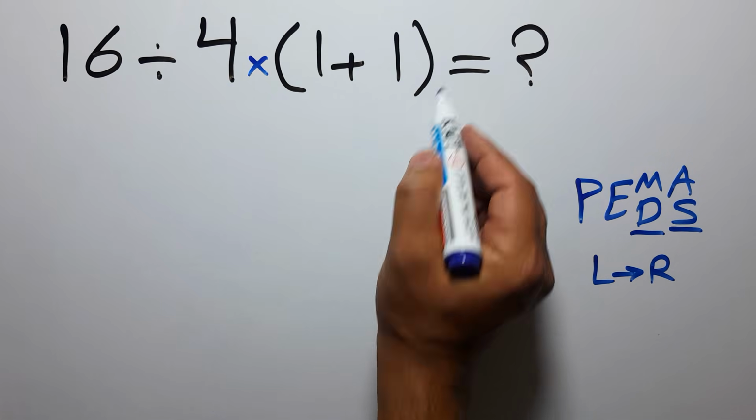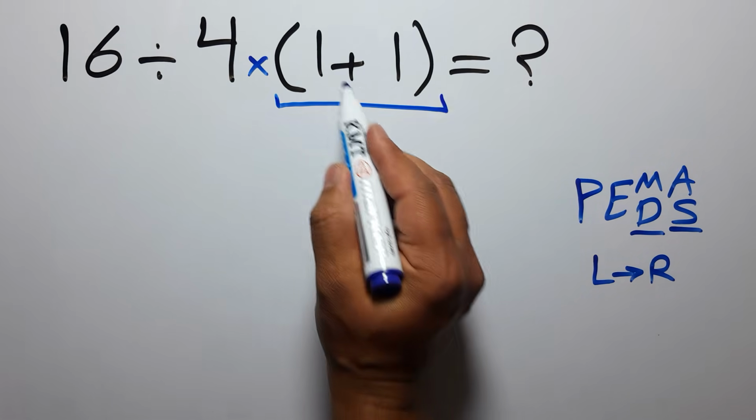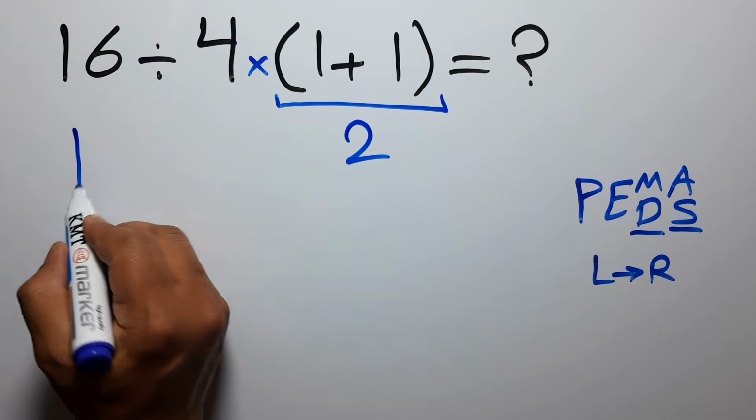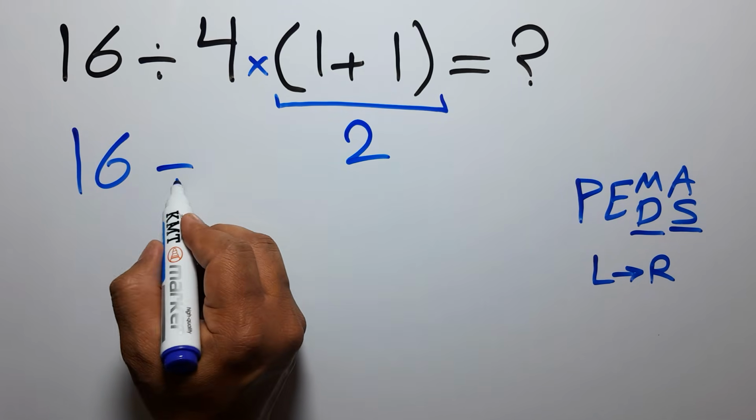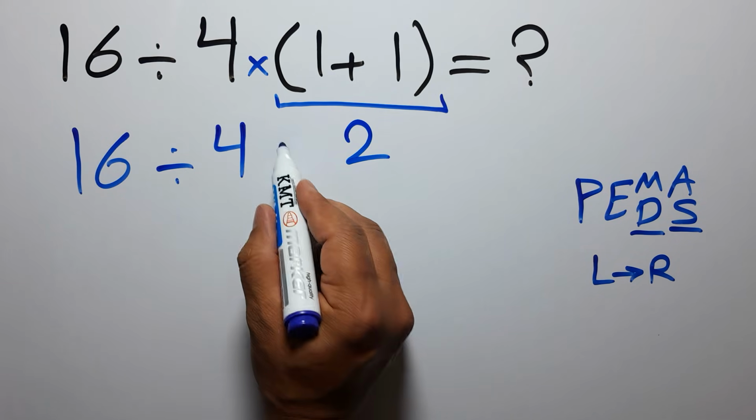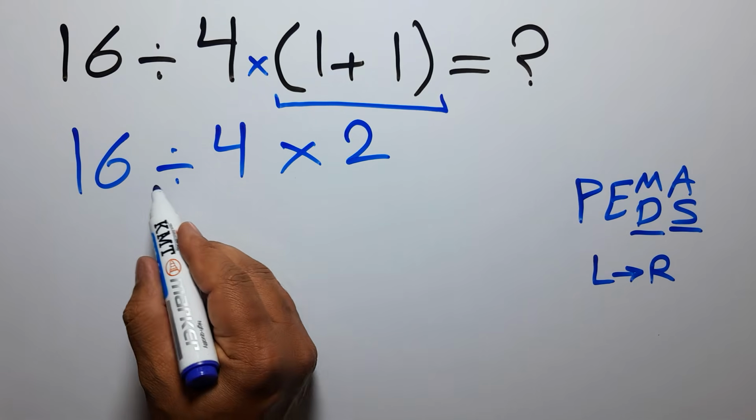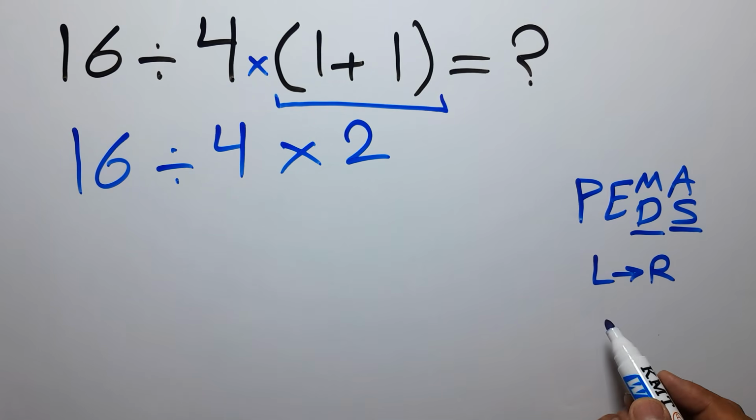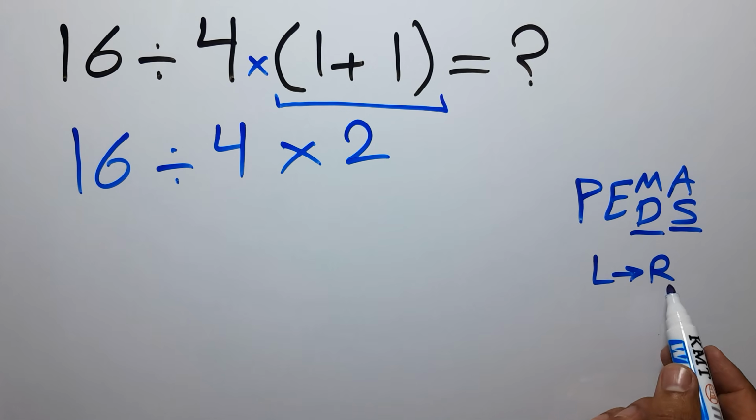So first we have to do this parentheses. Inside this parentheses we have 1 plus 1, which equals 2. So we have 16 divided by 4, then times 2. Now we have one division and one multiplication. As I said, multiplication and division have equal priority and we have to work from left to right.